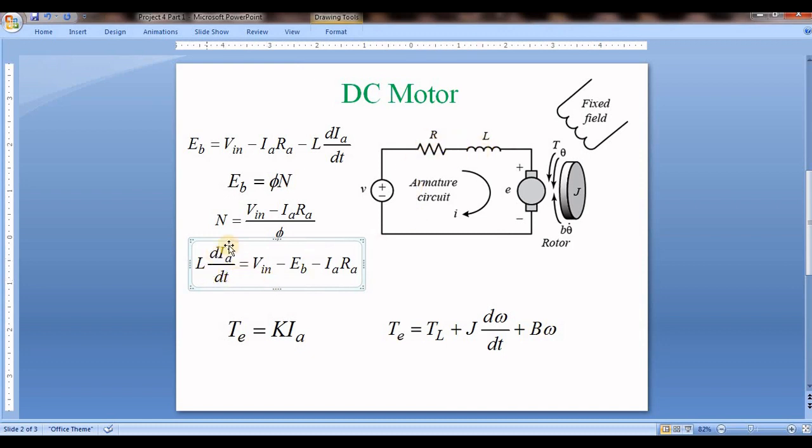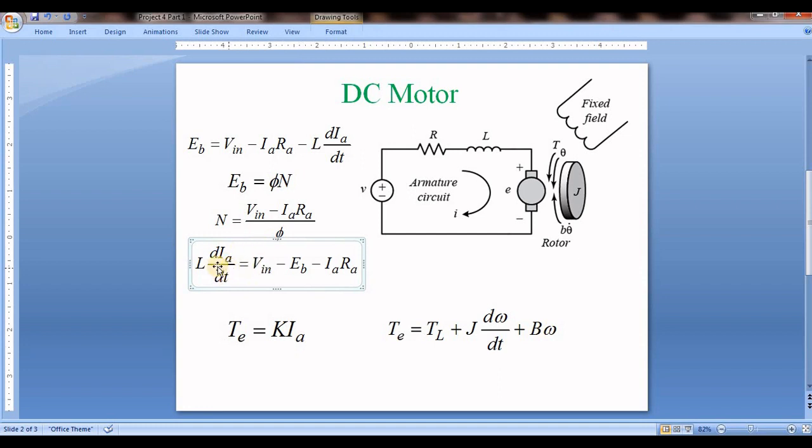So by multiplying this IA by the constant, I can get the electromagnetic torque generated by the motor, because this is a separately excited DC motor. So TE equals K IA. If it is a series motor, then K IA square, because the field and armature currents are the same. So I can get the electromagnetic torque from IA.